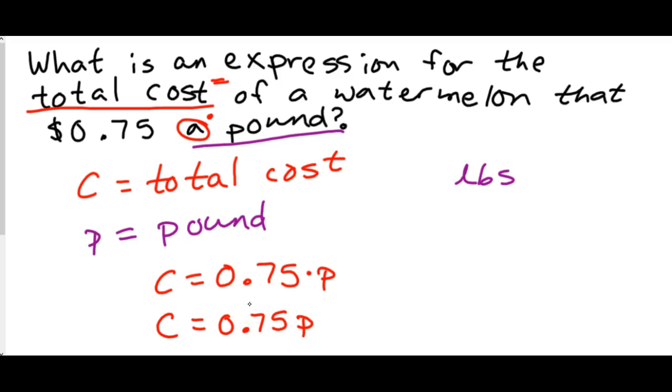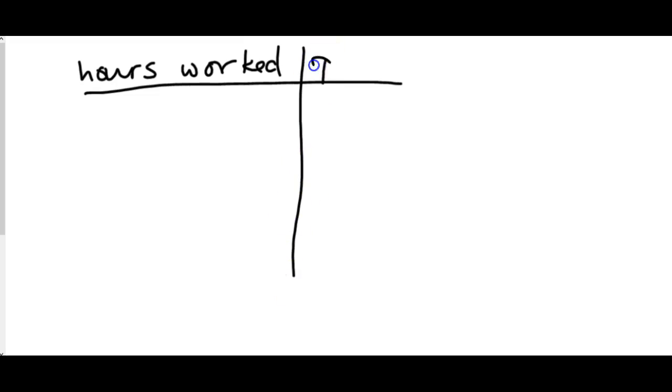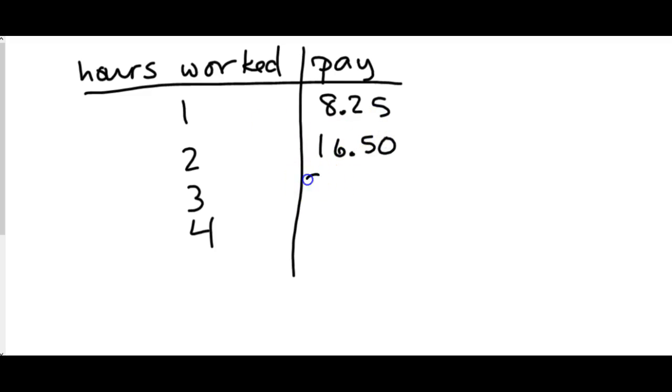So the last kind of problem is finding the expression using a table. Let's say we have a table where we have hours worked and your pay. Let's say for 1 hour you make $8.25, for 2 hours $16.50, 3 hours $24.75, 4 hours $33.